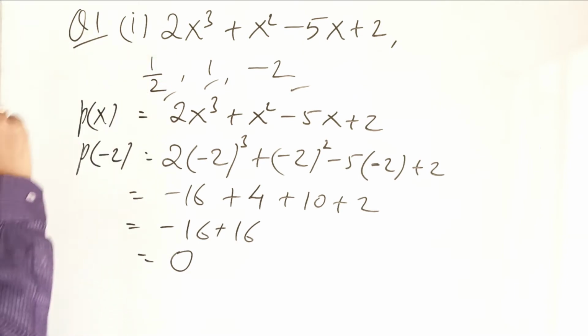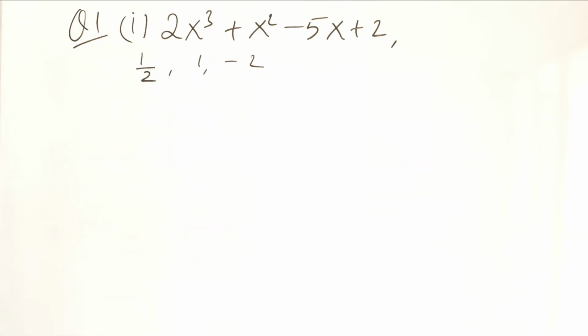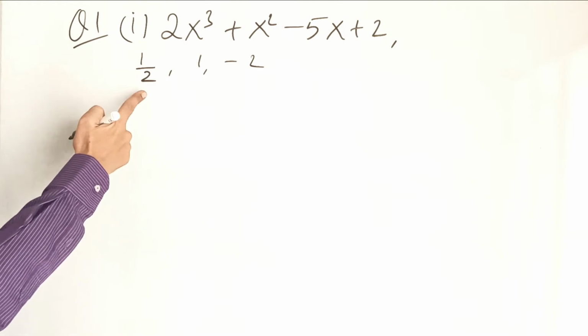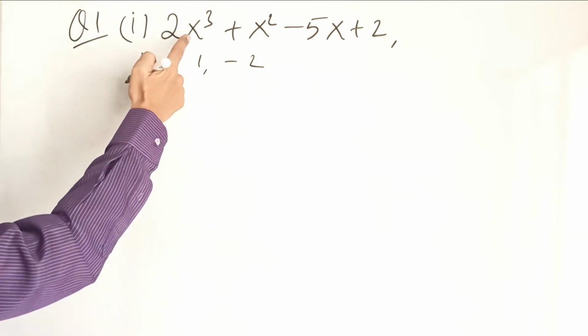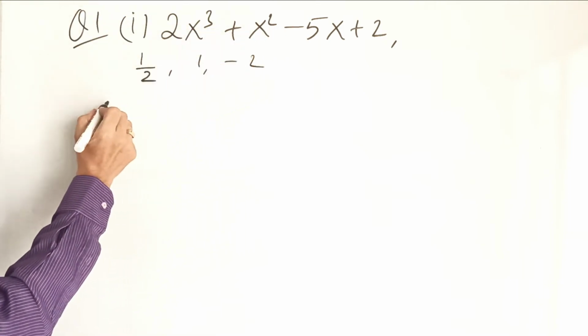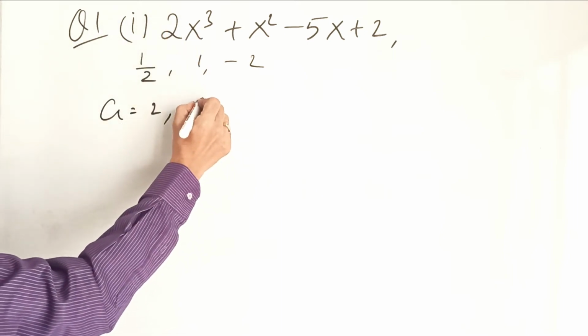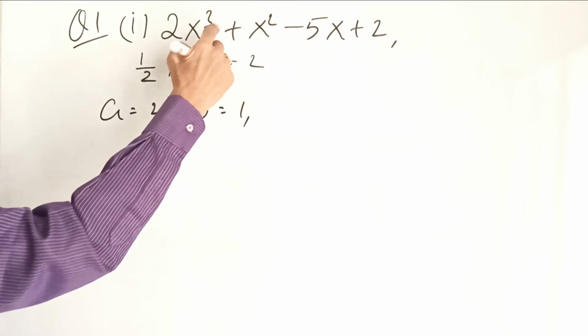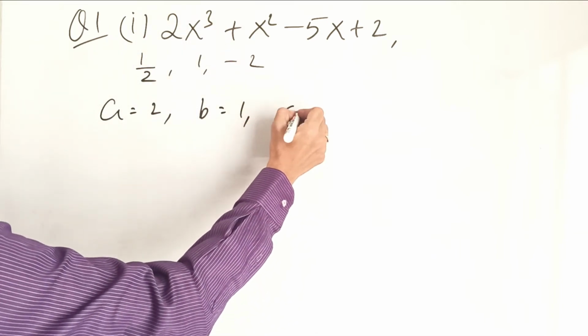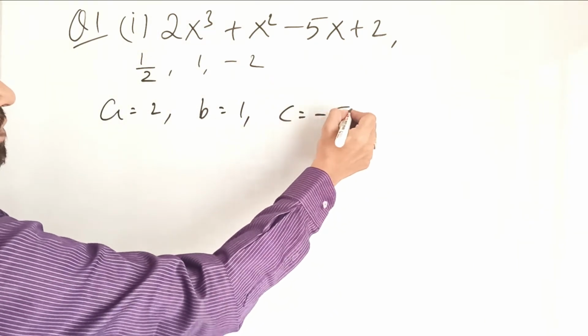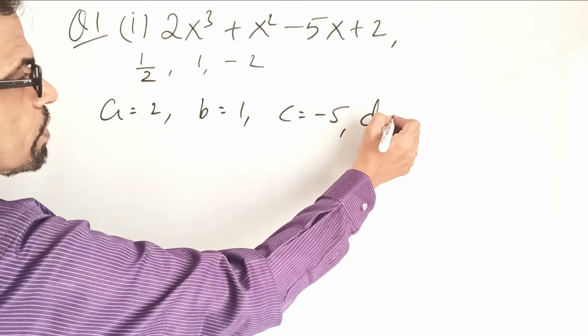Now come to the check for relationship. Now let us check the relationship between zeros and coefficient. So first of all, we compare with the general form of polynomial. So a will be 2, coefficient of x cube, b will be 1, coefficient of x square, and c, coefficient of x, is minus 5, and constant d is equal to 2.